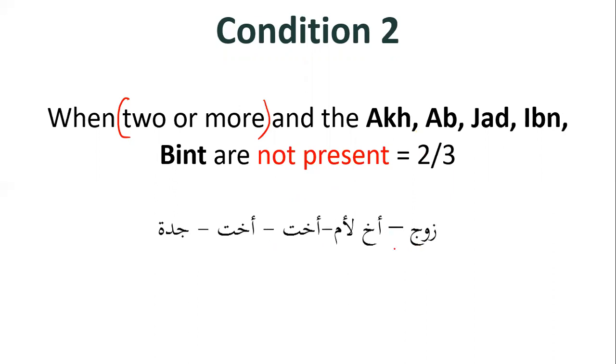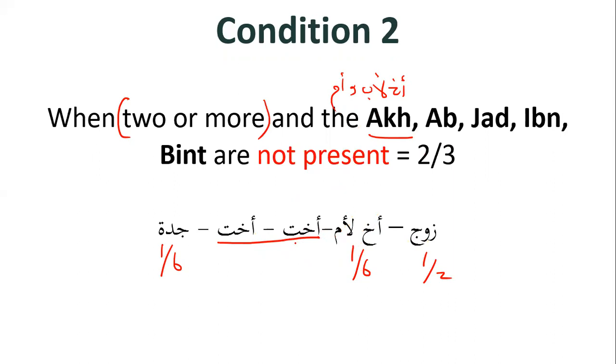So in this example, we can say zawj, akh li ummin, ukht and jadda. Let's say zawj gets 1/2, akh li ummin will get 1/6, jadda will get 1/6, and over here we have 2 ukhts. Are there any akhs anywhere? No akhs. Again, just to reiterate, akh here refers to akh li abin wa ummin, because it's mentioned generically, not the akh li ummin.